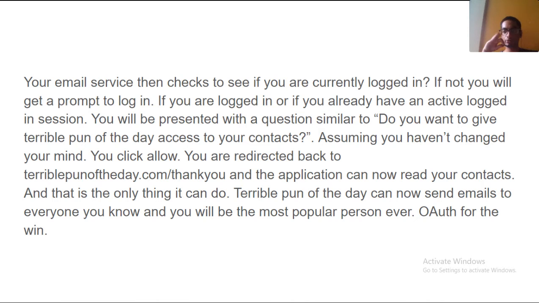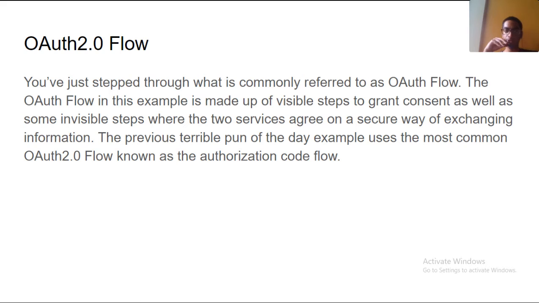So this is what happens on a surface level. This is what you see when you click on the screen and once you give permissions. How these permissions are given, how Gmail provides these services and ensures security, how Gmail ensures that terrible pun of the day is only reading your contacts and not reading anything else, not your mails or anything like that, we will see next. Those are the inner details of how OAuth works and how it segregates permissions.